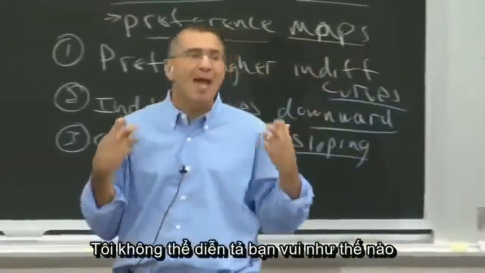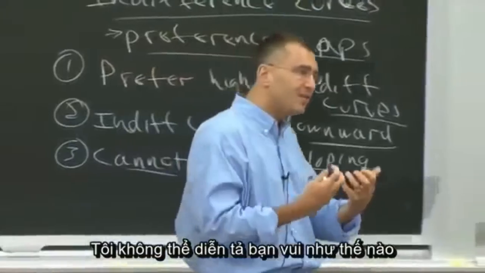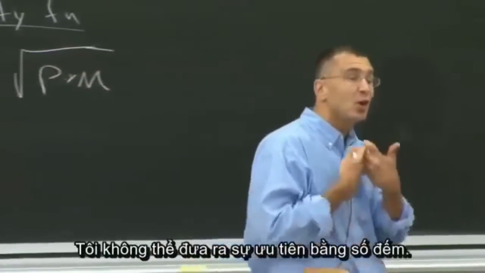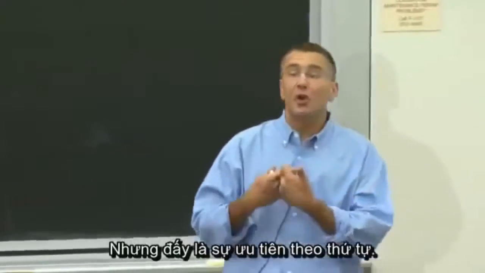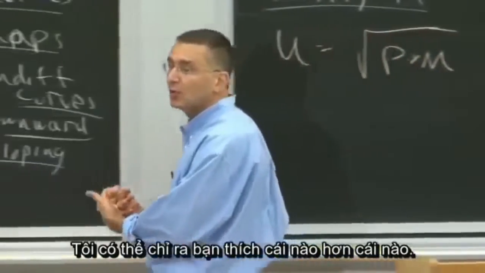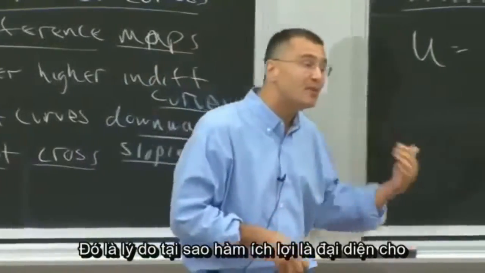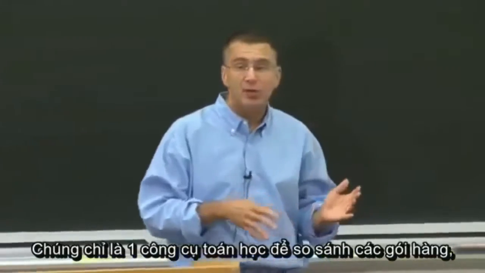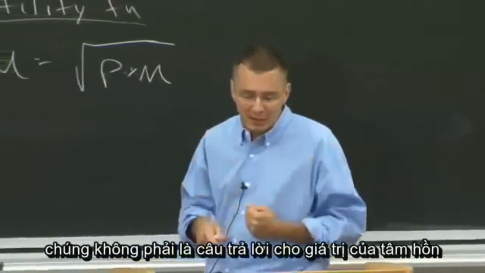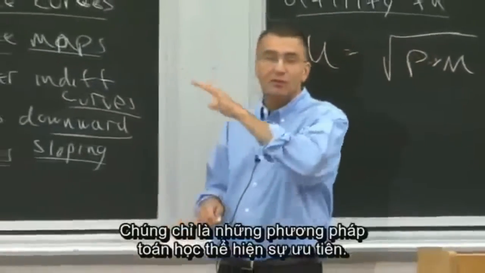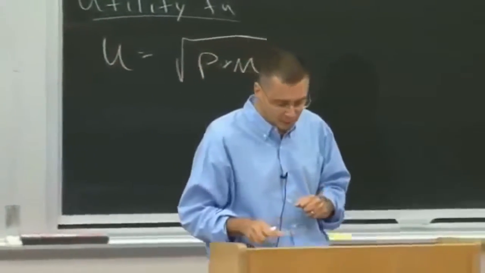I can't say how happy you are in some abstract, absolute sense from 2 pizzas and 1 movie. I can't give a cardinal form of preferences. But this is an ordinal ranking of preferences. I can tell what you like better than what else. So that's why utility functions are just representation of indifference maps. They're just a mathematical tool for comparing bundles. They're not some inner answer to the value of your soul or something like that. Okay, so once again, don't imbue these with too much magic. They're just mathematical ways of representing preferences.